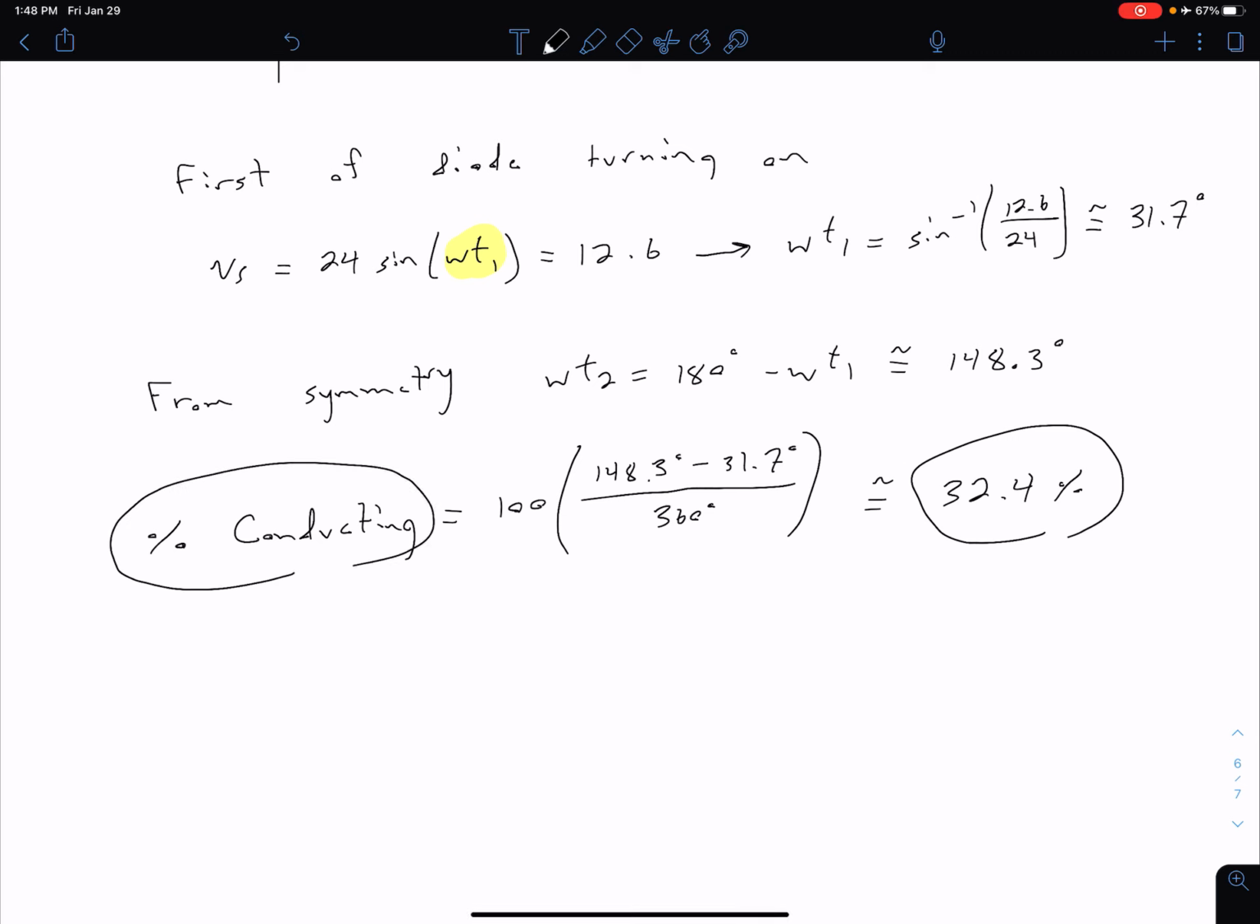And so what we notice is that this diode is only conducting about a third of the time, so that's not a very good efficiency for a battery charger. And so this kind of drives home that point that our half-wave rectifiers, although they're simple, are not nearly as efficient as we could be. So we want to find a way to increase this number for our percent conducting in order to not be wasting energy.